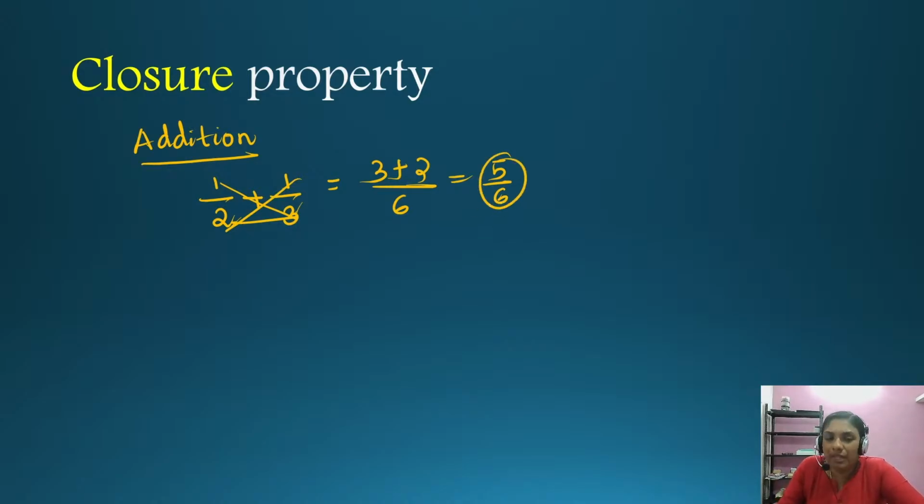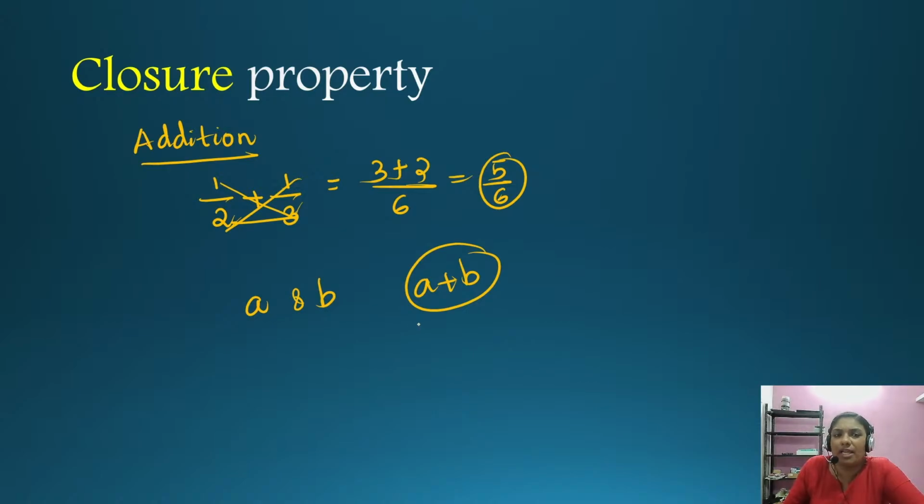This is true for every rational number, right? For every rational number A and B, A plus B is also a rational number, and this is closure property. So addition of rational numbers satisfies closure property.